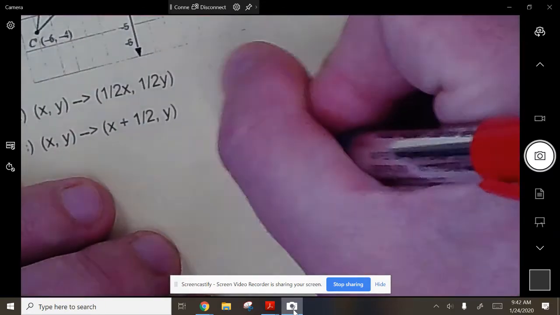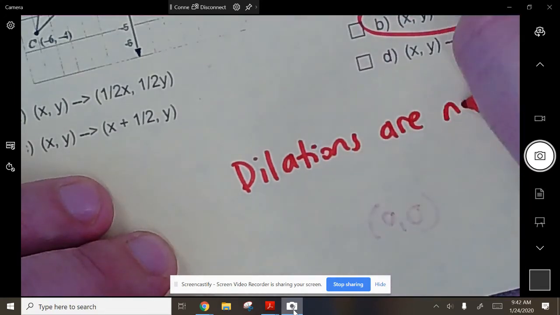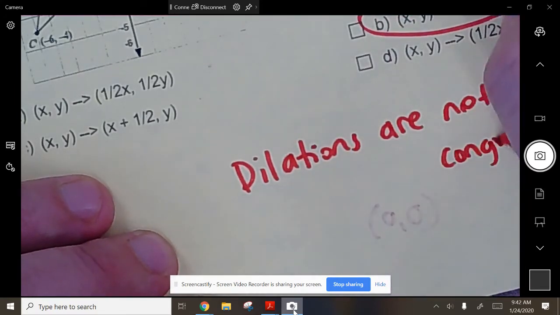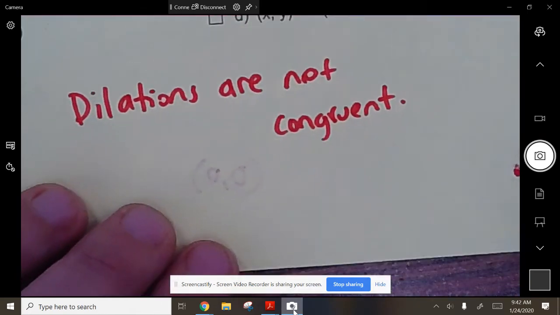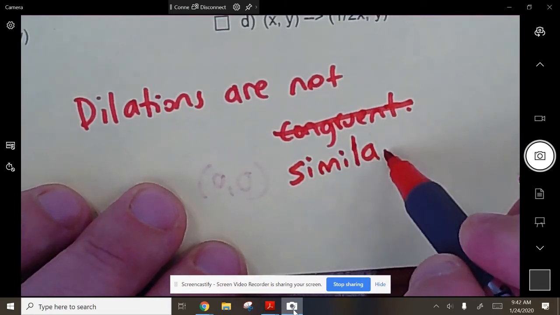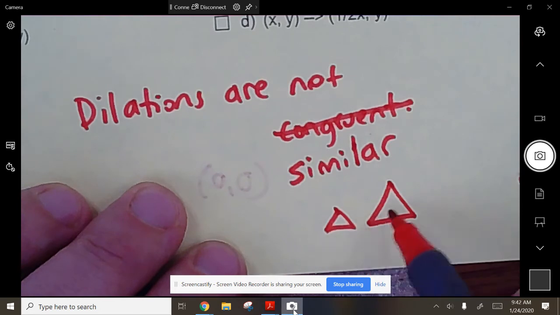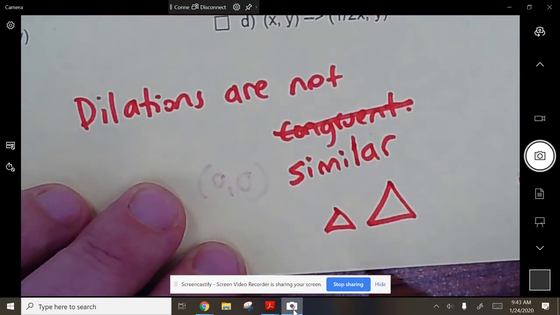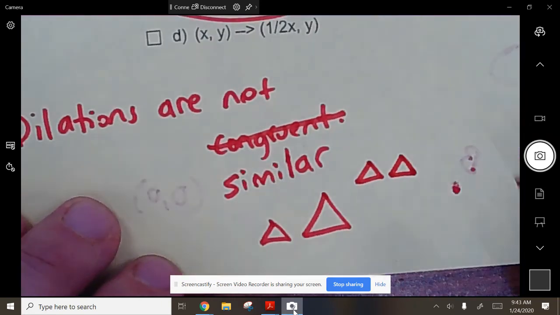It's talking about dilations. I want you to know that dilations are not congruent. I repeat, they are not congruent, which means they're not the same. You know what they are? They're similar. Like this triangle here and this triangle here, they're not the same, but they're similar. They look alike. Little brother, big brother. If you had 2 brothers that were identical twins, those are congruent.